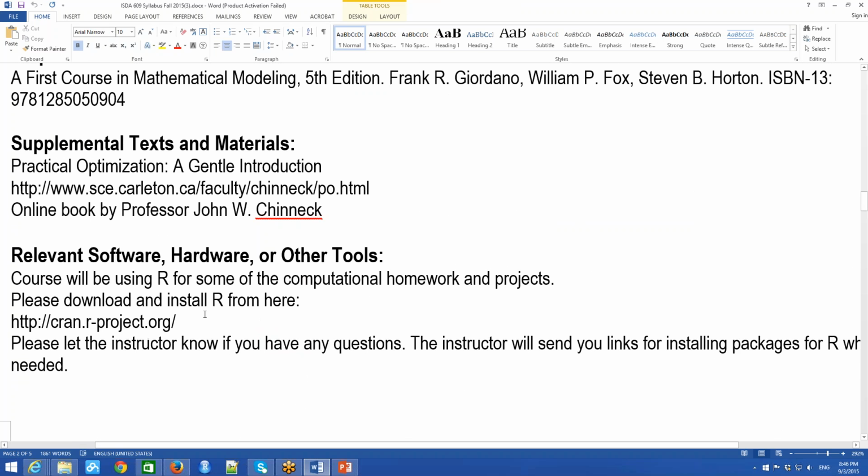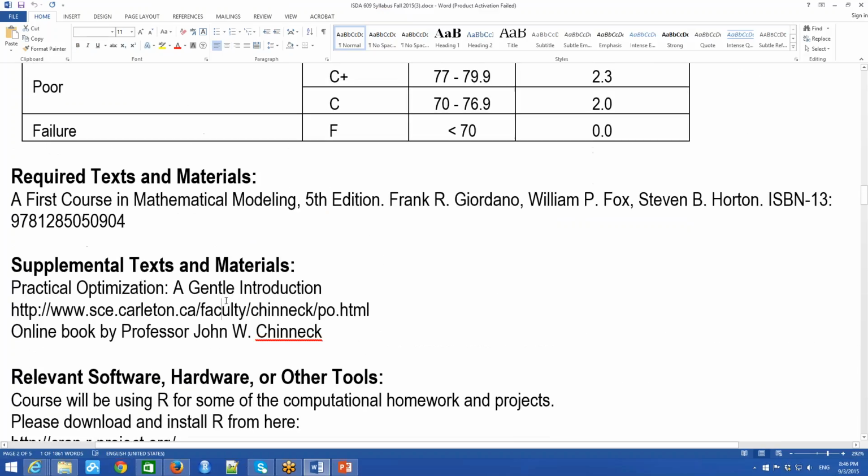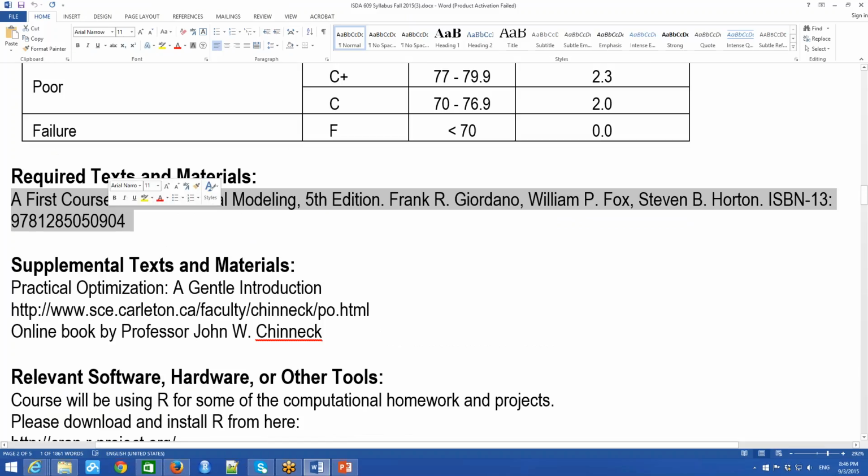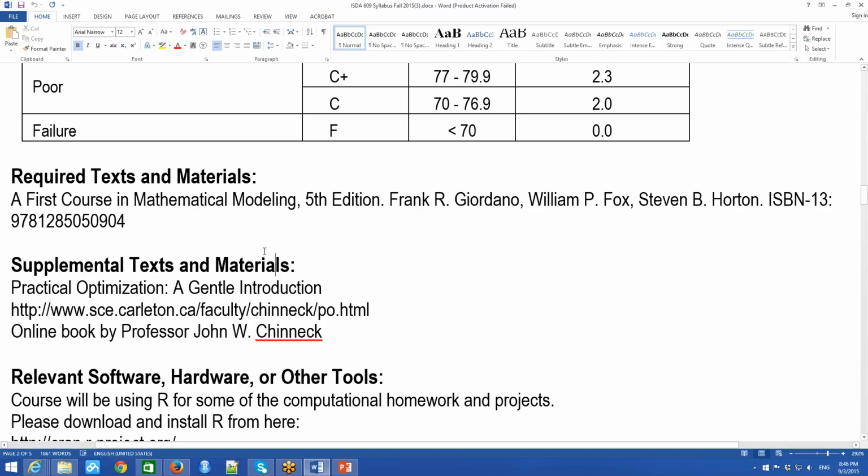And then you are going to use R. I hope by this point you already know how to use R for sure. And there is a supplemental material that you can take a look at when you get a chance. And this is the required text and materials. Again, if you haven't got your textbook, you should start doing that right away after this, because otherwise you will have a really difficult time to finish homeworks. Okay, so try to do that as soon as you can.